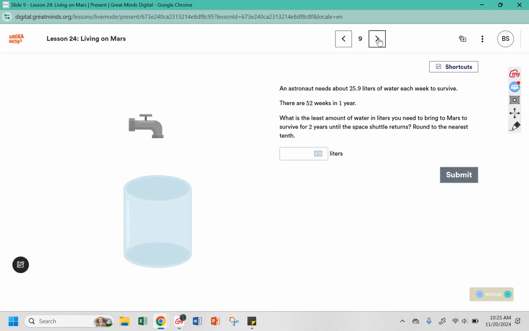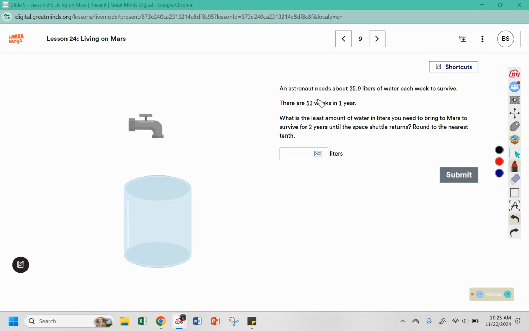An astronaut needs about 25.9 liters of water each week to survive. There are 52 weeks in 1 year. What is the least amount of water in liters you need to bring to Mars to survive for 2 years until the space shuttle returns? Round to the nearest tenth.